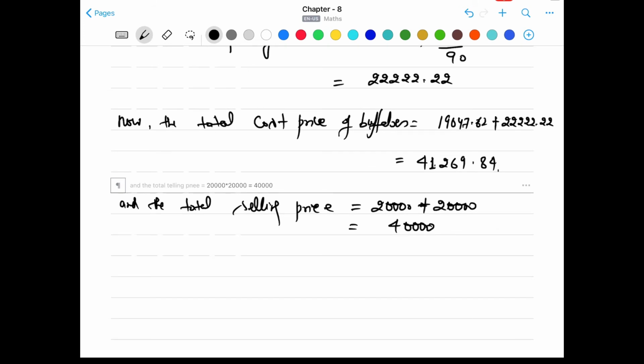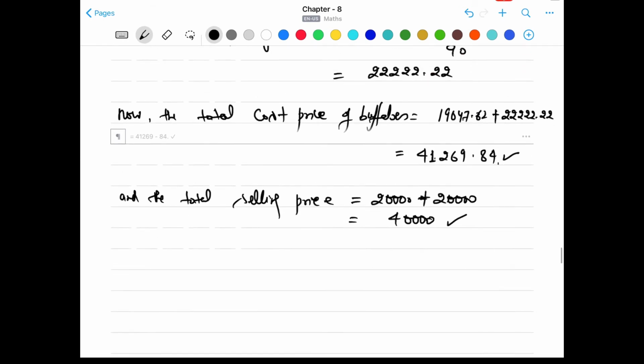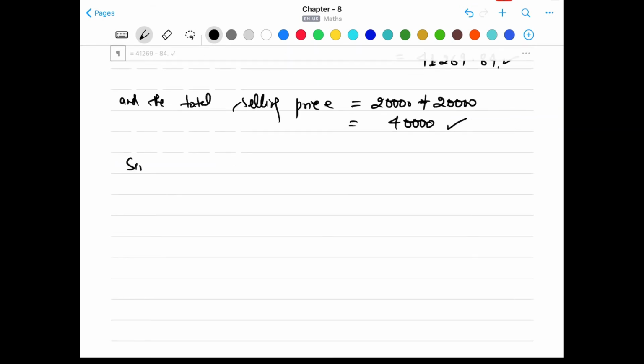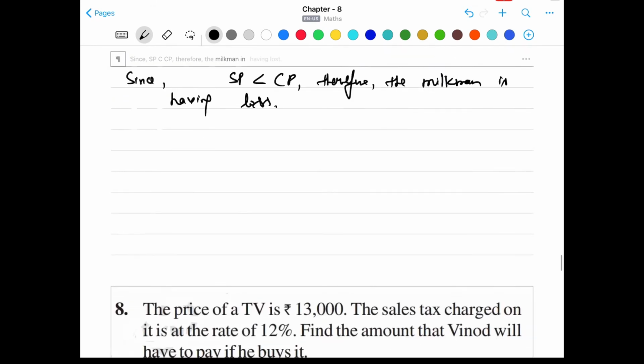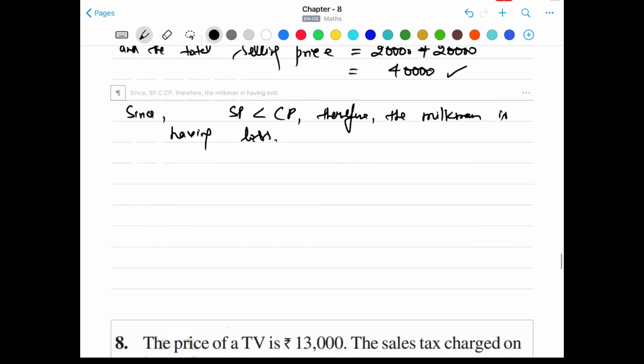Now you can see that the selling price is less than the cost price. So in this case, since the selling price is less than the cost price, the milkman is making a loss. Okay, now we'll calculate how much loss he is making.